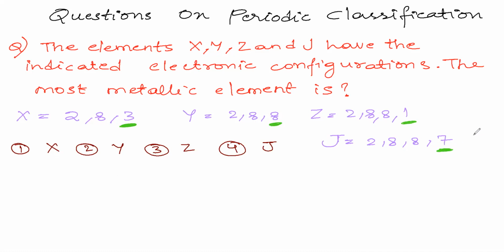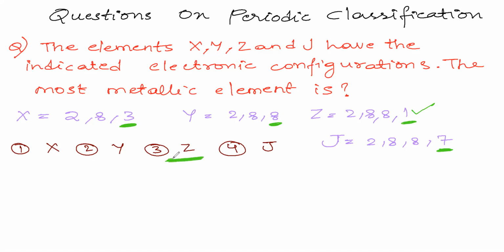So if an element has 1 electron in the valence shell, its valence is 1. 2 electrons, its valence is 2. So 1 electron means definitely it should belong to the first group. And already we know first group elements are strong metals. So Z is the answer. I hope it is clear now.